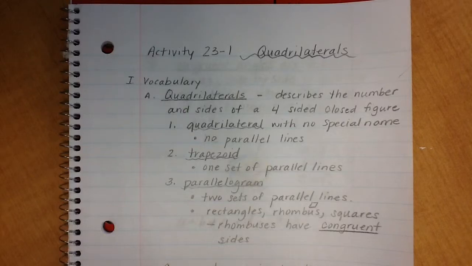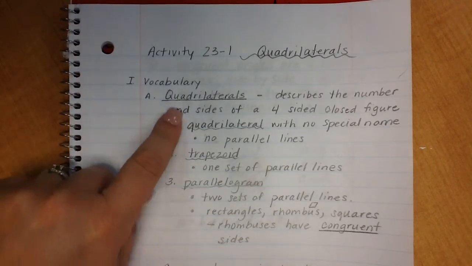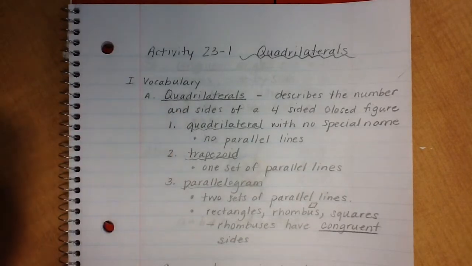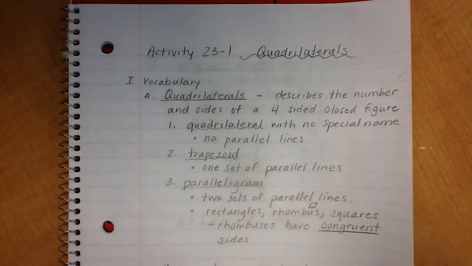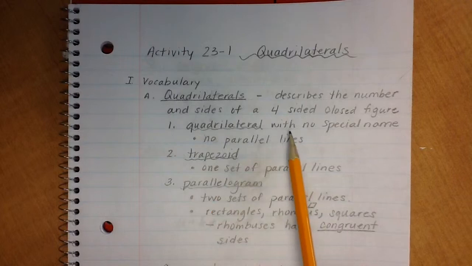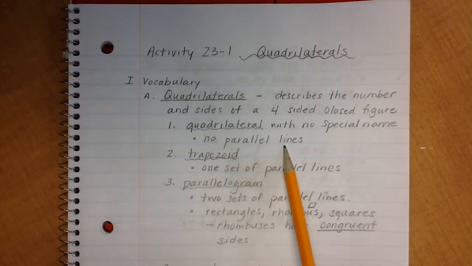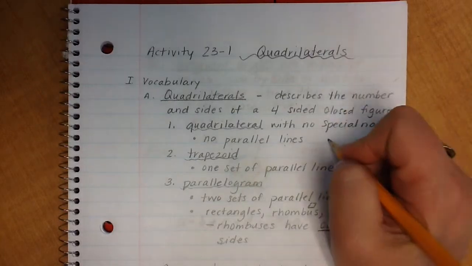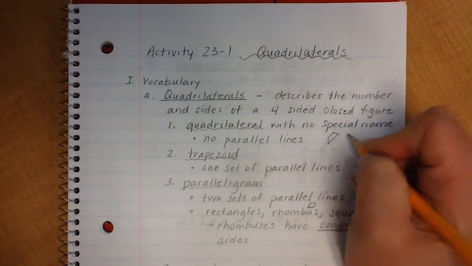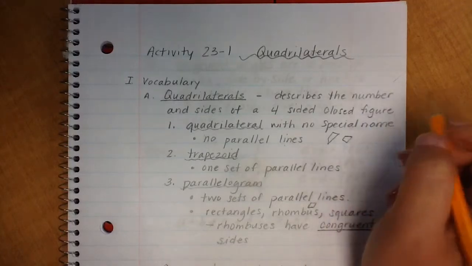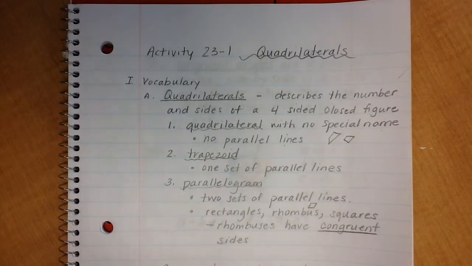The quadrilaterals that we're going to be talking about today, there are several vocabulary terms. It's important to understand what they mean. So quadrilateral describes the number and sides of a four-sided closed figure. So quadrilaterals with no special name have no parallel lines. So a quadrilateral could be anything that's like this or like this. It doesn't matter as long as it's got four sides, a closed figure, and there are no parallel lines, then it counts as a quadrilateral.